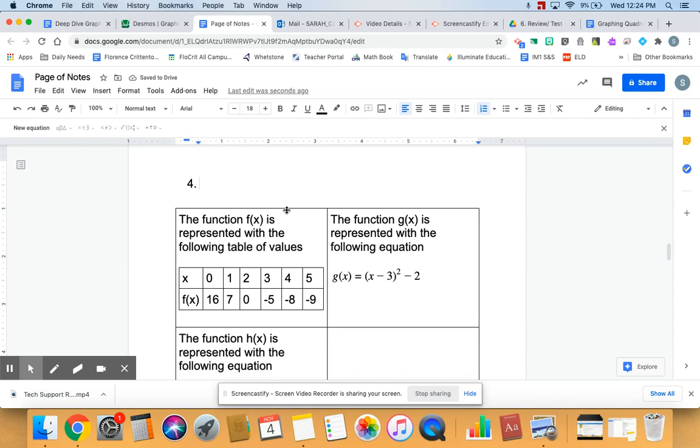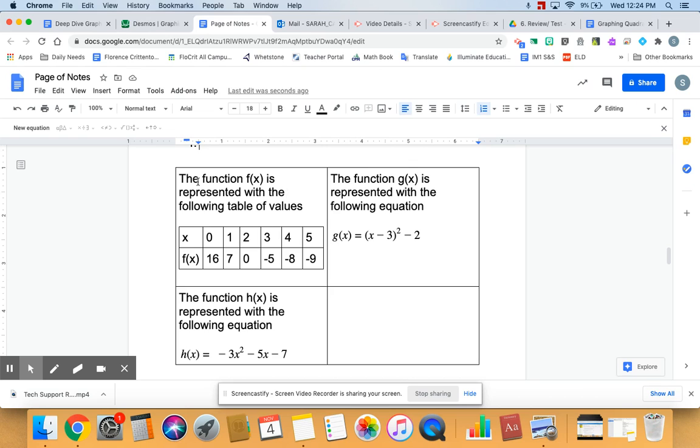The next one's even more work. And this one can get confusing, so I'm just going to quickly explain. They give you 3 different things. This one's f of x, this one's g of x, and this one's h of x.